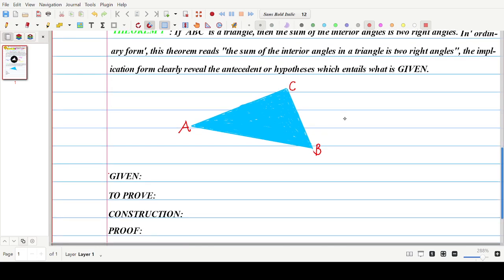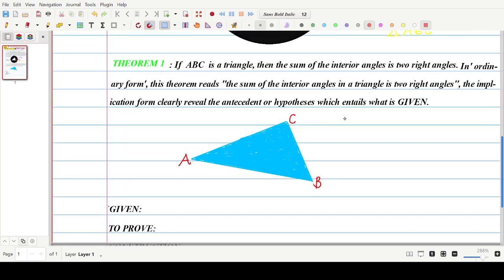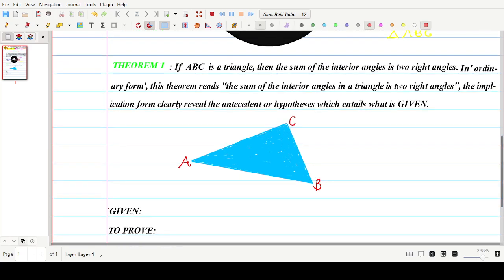What is the next step? Giving. What is given to you? Now, what is given to you is captured in the antecedents of the theorem, or you call it hypothesis. Now, if you come over here, you will see that the theorem states that if triangle ABC is a triangle, that means we are given that triangle ABC is a triangle. That is what is given to you, all right?